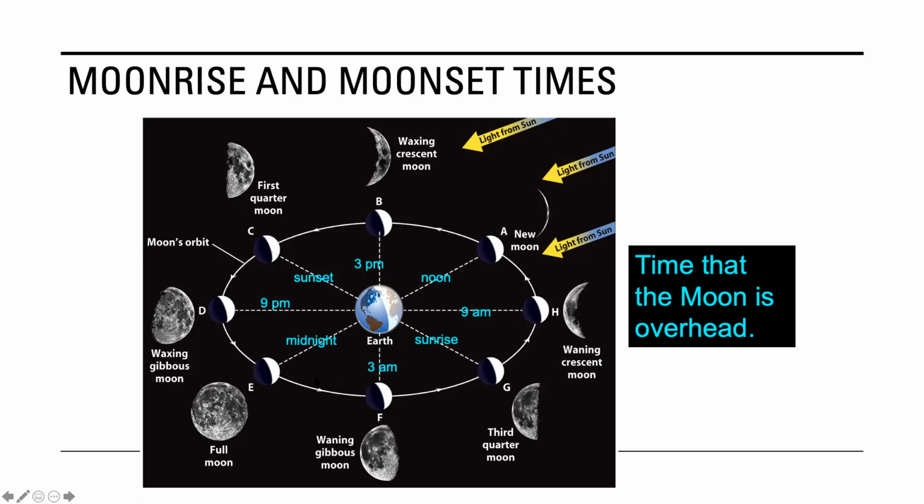And as you go around, you can just start basically adding 3 hours to each of those times as you go through these phases. So a new moon will rise at 6 a.m., will be highest in the sky at noon, and will set at 6 p.m. A first quarter moon will rise at, let me do the math correctly, noon and will set at midnight. A third quarter moon will rise at midnight and set at noon.